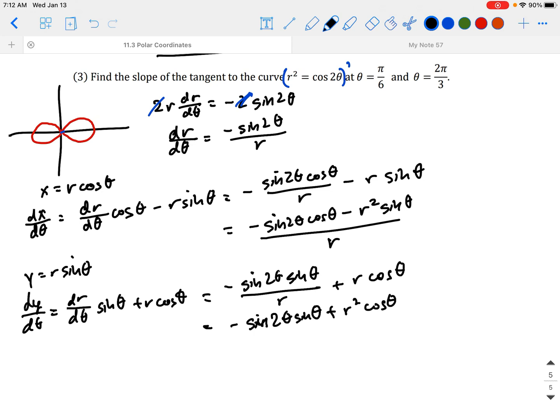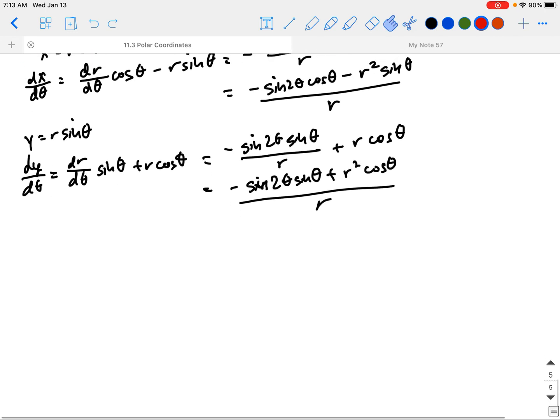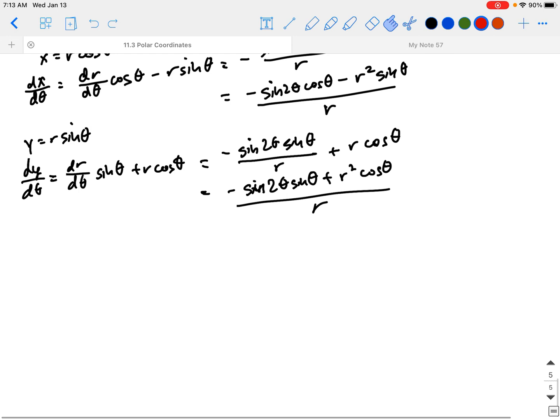If we find a common denominator, all over r. So when we take the ratio, then our r's are going to cancel out by reciprocation. Okay, so let's go ahead and keep working this way. So we'll write dy dx. So we want to know the slope of the tangent line at those 2 points.